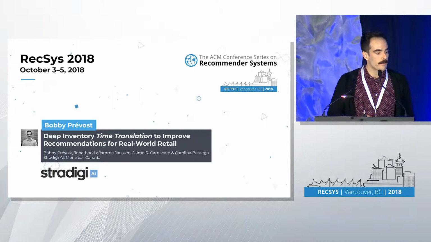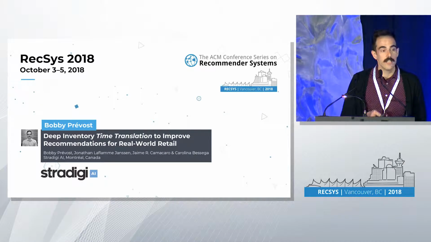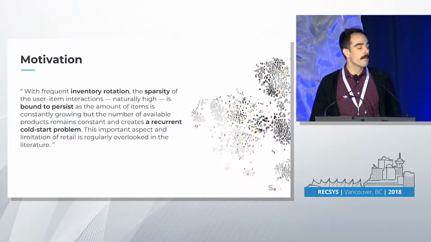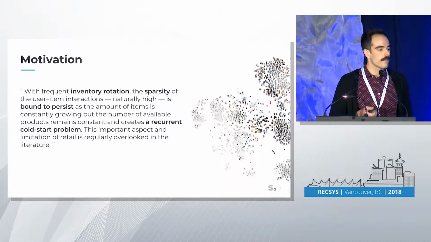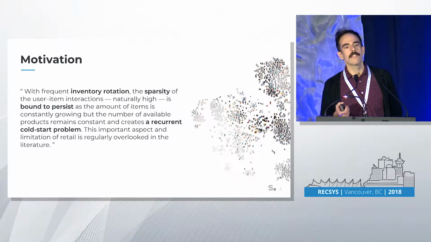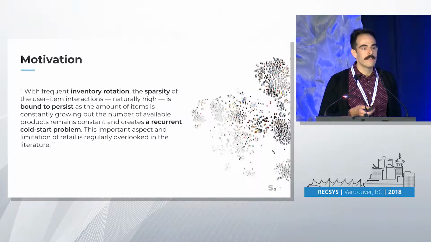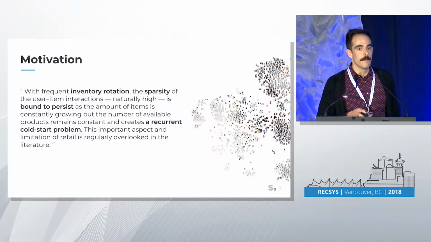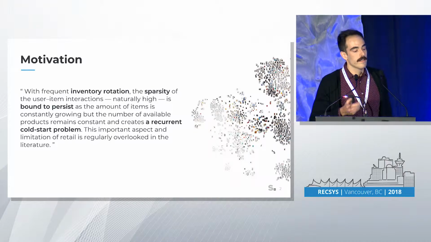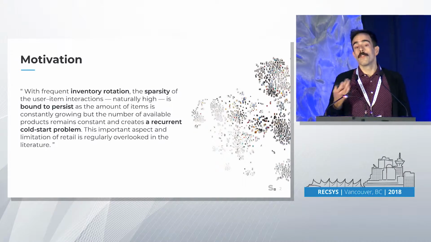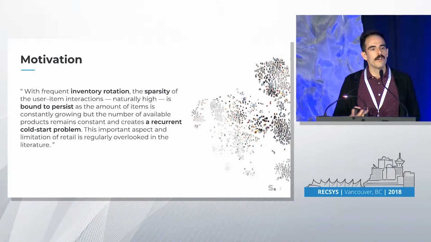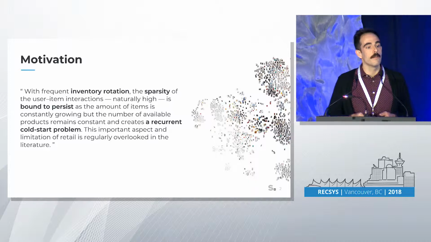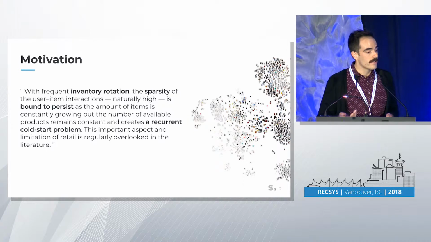I'm Bobby Prévost. I'm a research scientist at 3GDNI based in Montreal here in Canada. The motivation for our work was to take into consideration the small retailers that often have a high inventory rate in their products. So for such a retailer, it will be pretty difficult to gather a large amount of data that will be significant to produce a good recommender system.